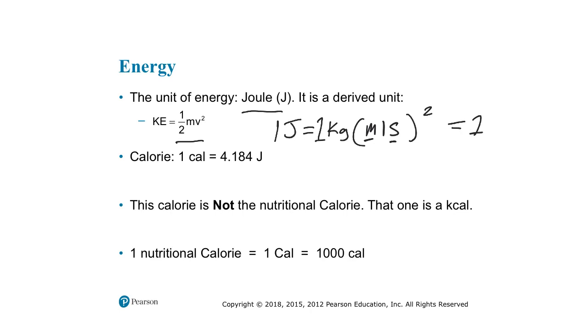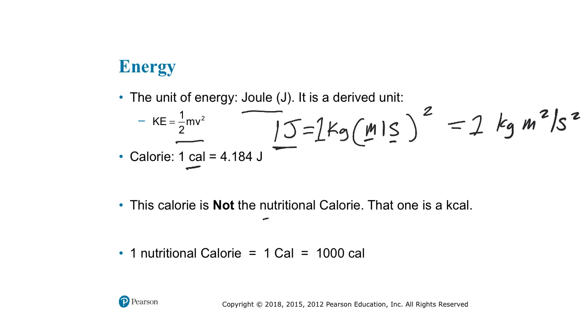We can rewrite that as 1 kilogram meter squared per second squared. So that is the SI unit of the joule. And then the non-SI unit that we tend to use a lot on food labels is calories. So the connection to thermodynamics would be 1 calorie is 4.184 joules.